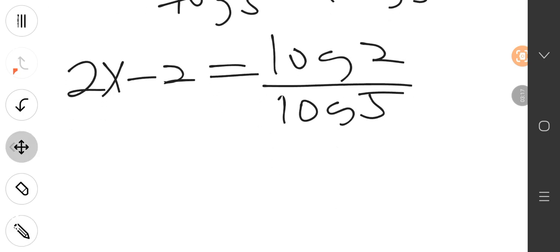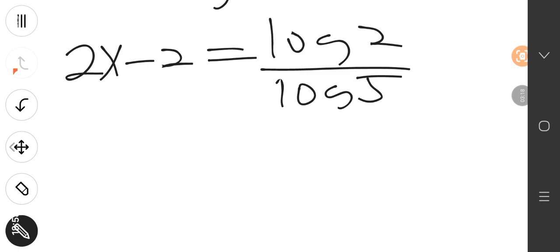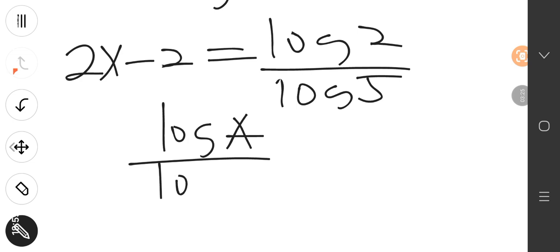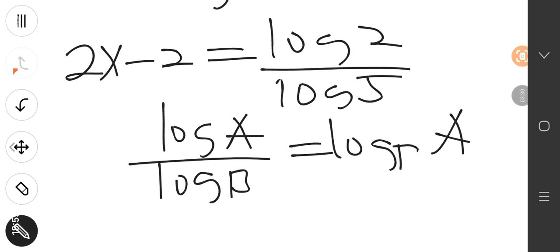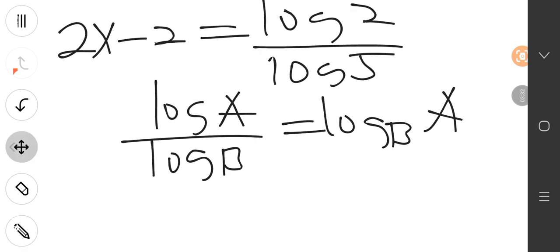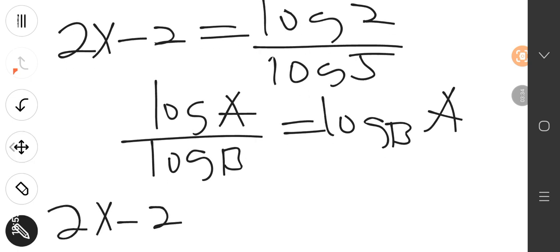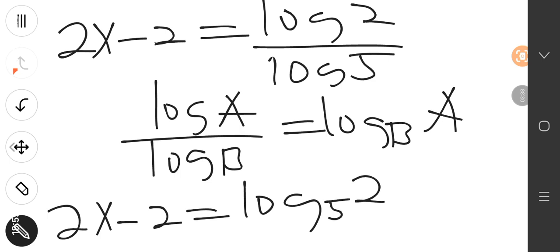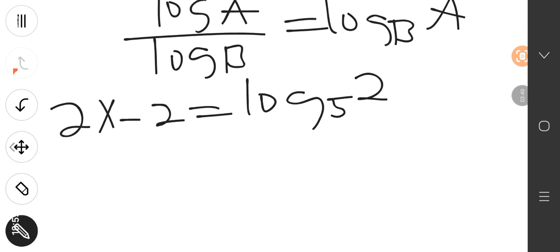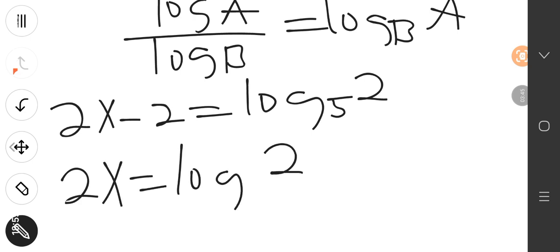Now let's apply the logarithm change of base formula: log a over log b should give us log a base b. So we're going to have 2x-2 equals log 2 base 5. So our equation becomes 2x equals log 2 base 5 plus 2.